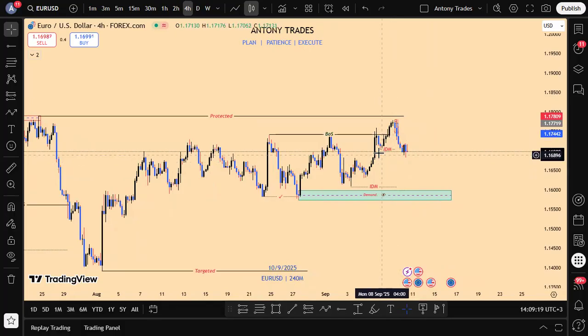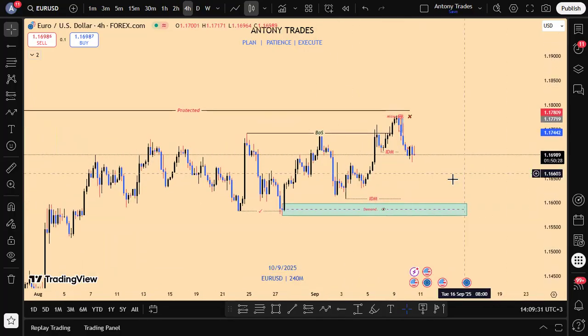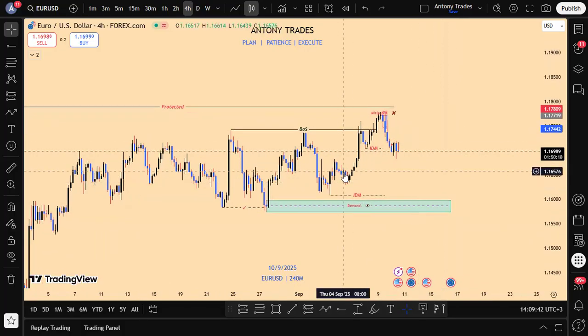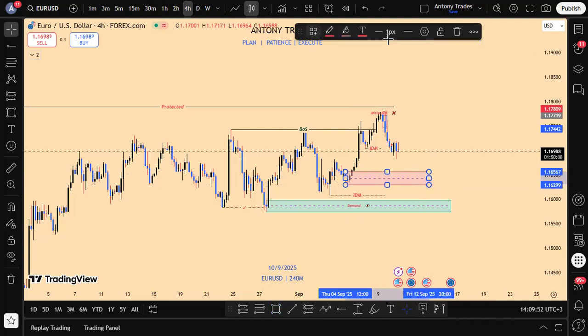That means now we had an inducement here, and also we have another inducement down here. So this is my demand zone or my order block on the 4-hour time frame. I'm expecting to see more retracement to this area here before we look for a buy from here. Remember, the market can also decide to react from here. We also have another order block right here. So watch out for this area. We also have another demand zone right here.